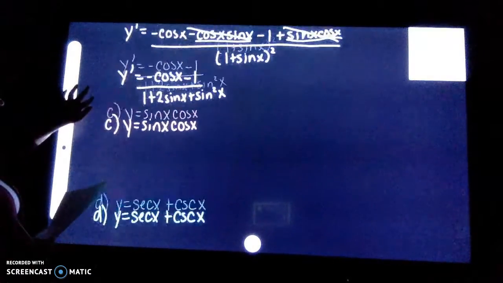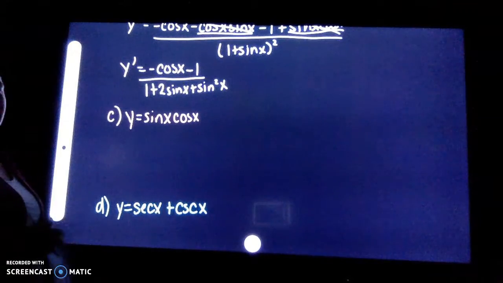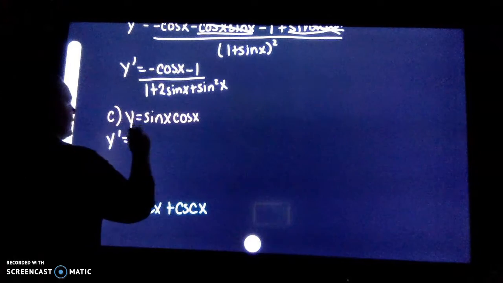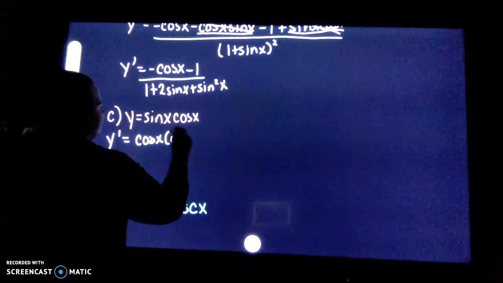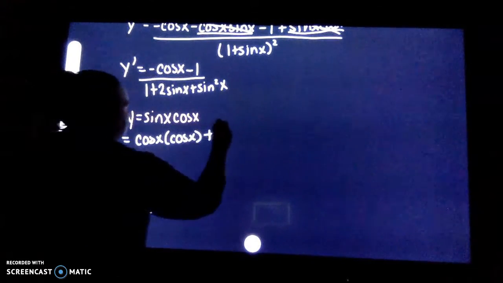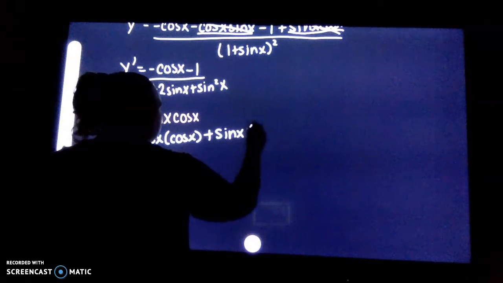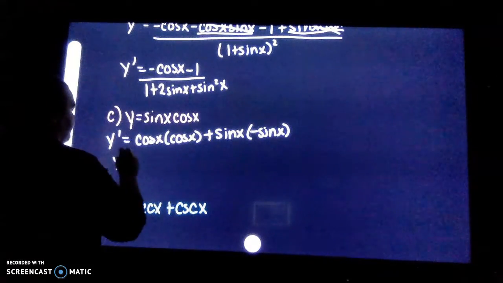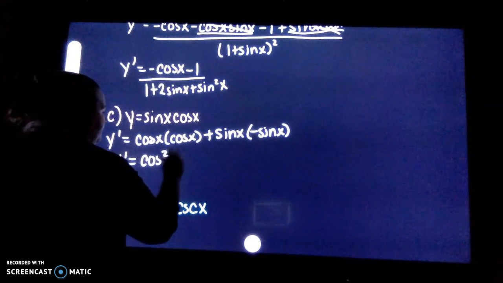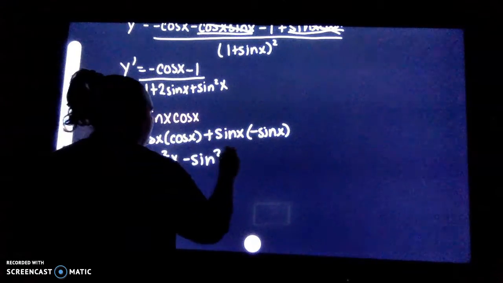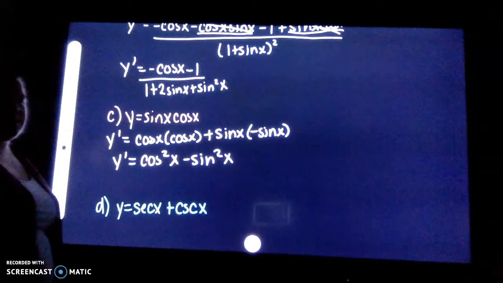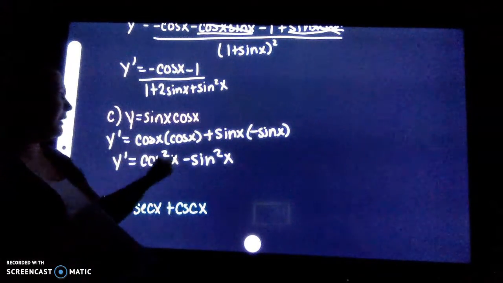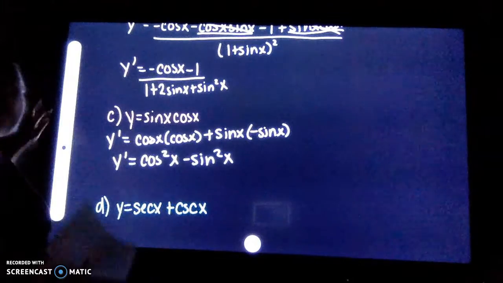My next problem then is y equals sine of x times cosine of x. Again, this is product rule. Derivative of sine is cosine times my original second, which is cosine, plus my original first, which is sine, times the derivative of cosine, which is negative sine. Simplify. And I get cosine squared x minus sine squared x. Because cosine times cosine is cosine squared. Sine times a negative sine is negative sine squared.